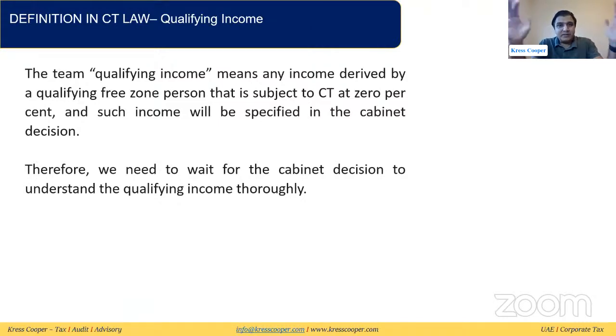And then we are establishing that if a qualifying free zone person is earning qualifying income, it will be subject to tax at 0%. All other income will be subject to tax at 9% unless the income itself is exempt or out of the scope.